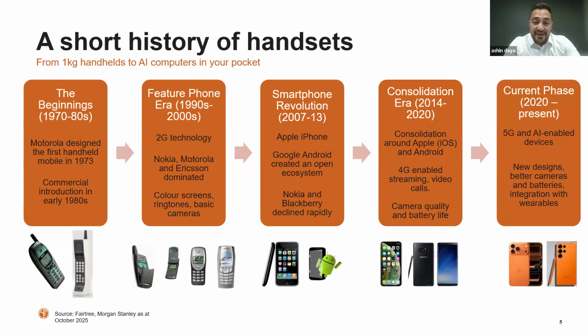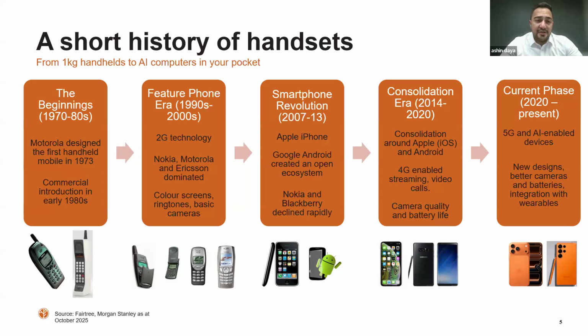And what we see currently is the iOS platform as well as the Android platform being by far the most dominant platforms globally. And then in addition to that, we had the beginning of 4G enabled streaming and video calling, and a big jump in camera quality and battery life. And for the first time, we really started to see smartphones become an alternative to a computer.